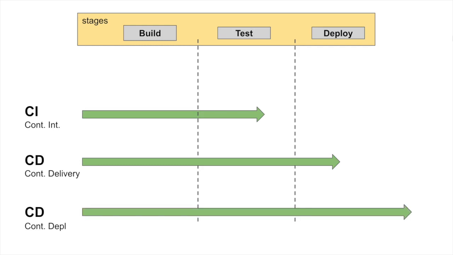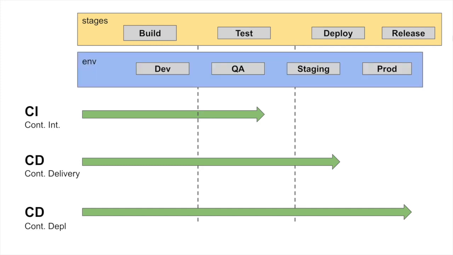Now when we talk about continuous deployment, we do CI and CD, that is continuous delivery, plus we also do deployment on the actual production environment. So here we can say that we are also doing the release of our software to the final production environment. So the continuous deployment process will expand until the release stage.